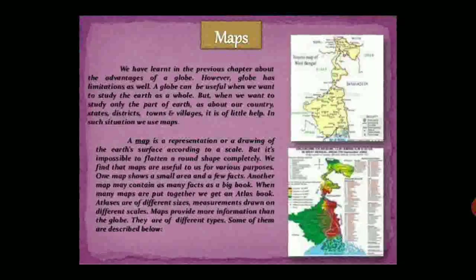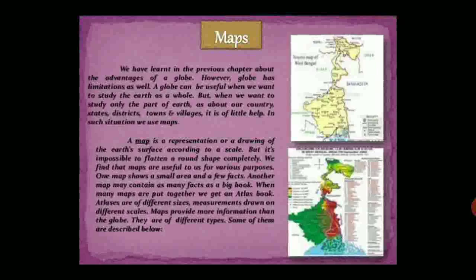In the previous lesson, we have studied about the advantage of a globe. However, a globe has limitations. A globe can be useful when we want to study the earth as a whole. But when we want to study only a part of the earth, such as a country, state, or a district, it is of little help. In such situations, we use maps. As we know, a map is a representation or a drawing of the earth's surface according to a scale. But it's impossible to flatten a round shape completely.